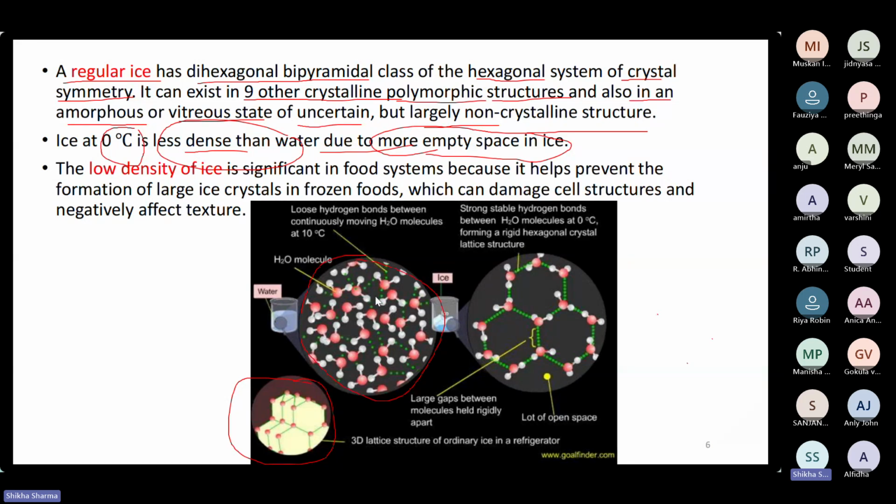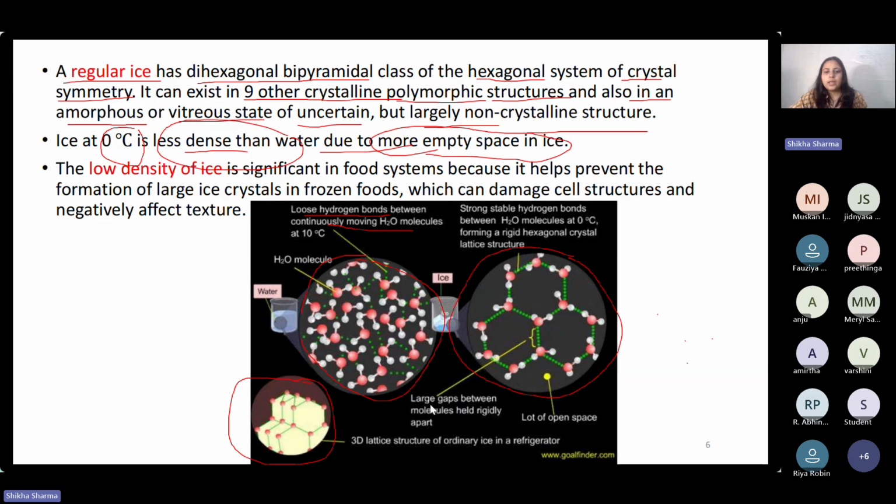it is water. Water molecules have loose hydrogen bonds between them, and they form a structure like this. But when we convert it into ice, when we cool down or freeze it, what will happen? Large gaps will form. There will be open spaces between the molecules, like this, with more open spaces inside.